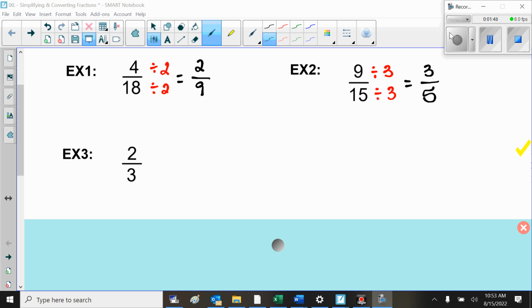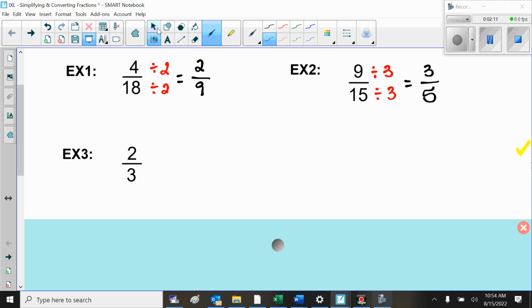So example 3, we want to simplify 2/3. What number can I divide into the numerator 2 and the denominator 3? Very good. So this one, the biggest whole number that we can divide into that is 1, right? Into 2 and 3. That's the biggest one that we can do.